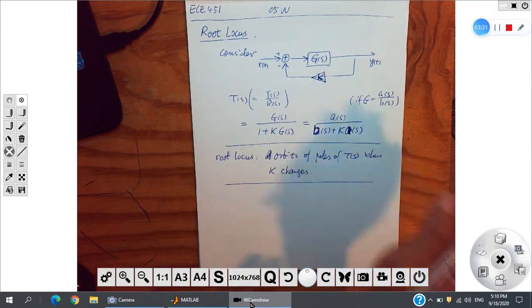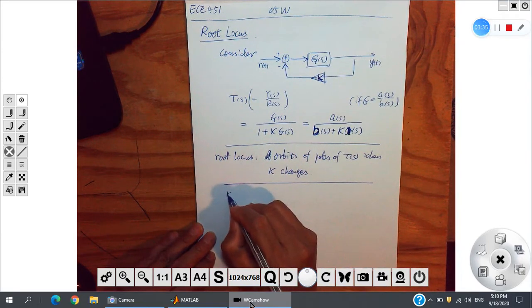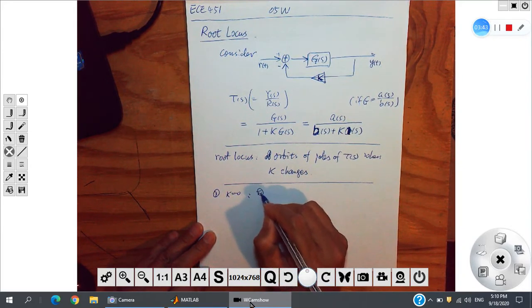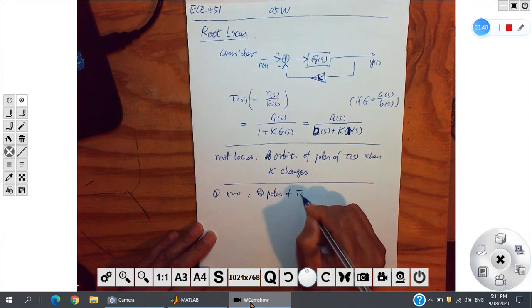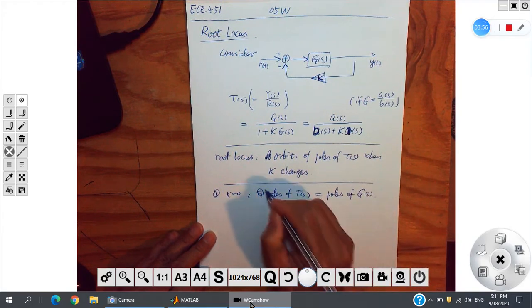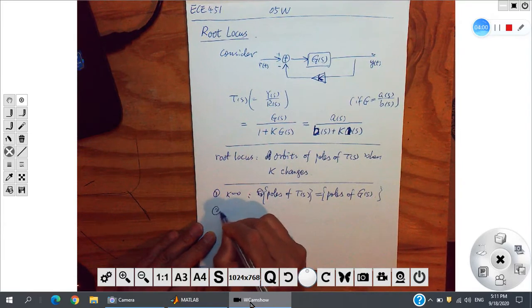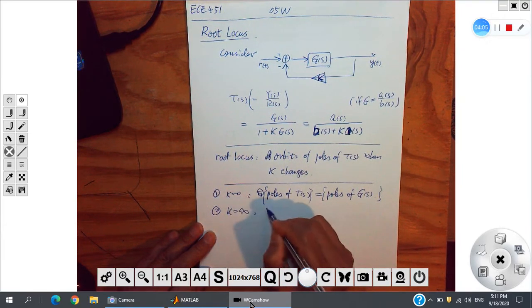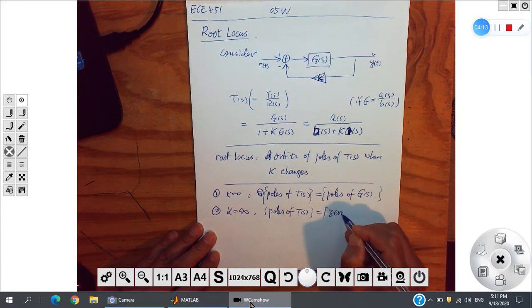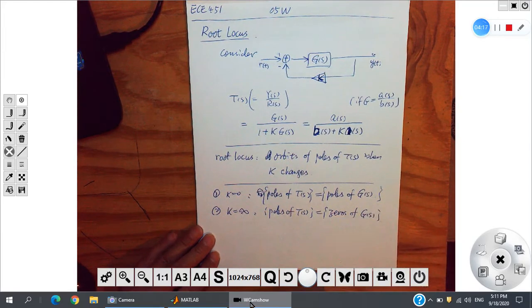And we already know something about it. When K equals 0, the poles of T of S equal the poles of G of S. And when K is infinite, the poles of T of S are the same as the zeros of G of S. So we can think of the root locus as a curve starting from the poles of G of S and ending at the zeros of G of S.